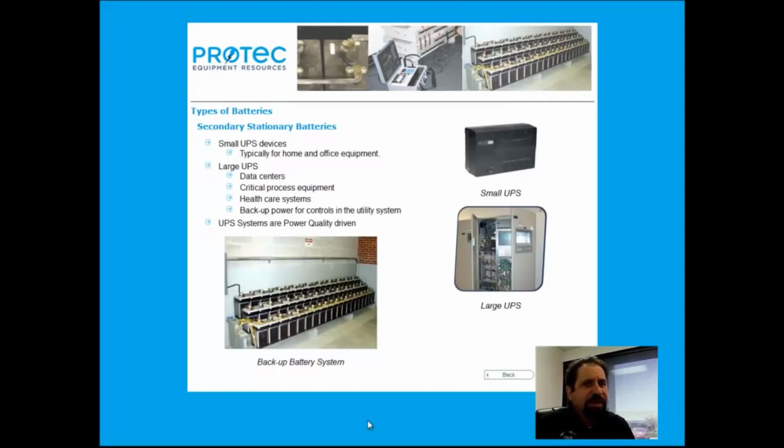Now, in secondary batteries, we can have small UPS devices, typically used for home and office equipment. We can have large uninterruptible power supply, or UPS, systems, typically used at data centers, supporting critical process equipment and healthcare systems. And these batteries can be backup power for controls in the utility system. UPS systems are typically power quality driven systems.